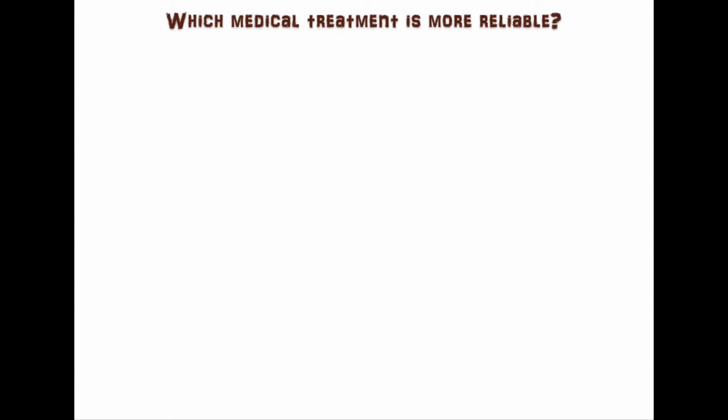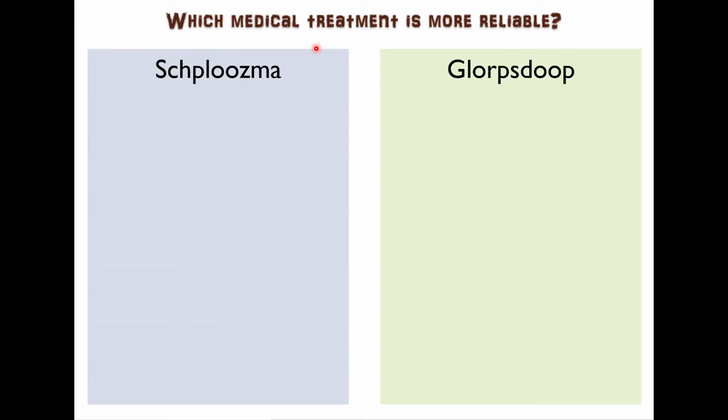This video is about range, interquartile range, lower quartile, upper quartile, lots of things like that. But it is also about medical treatment, medicine, saving lives. Suppose you have these two medical treatments, Spluesma and Glorpsdup.